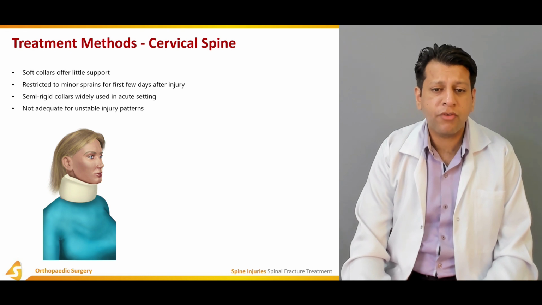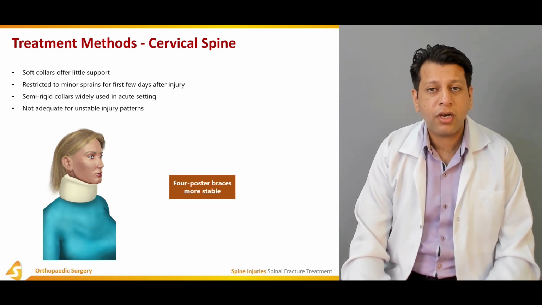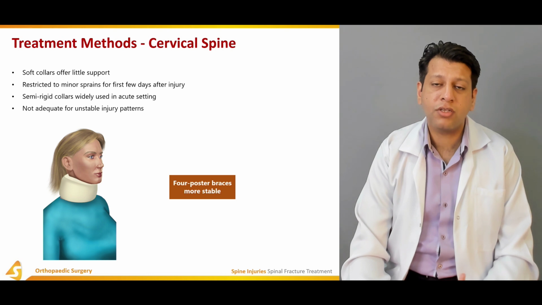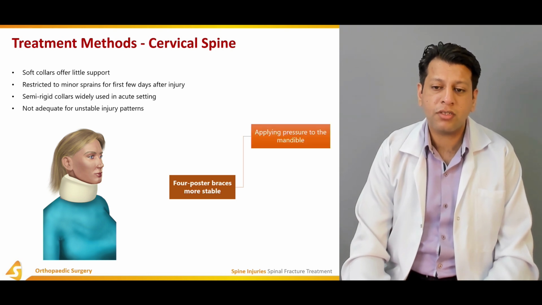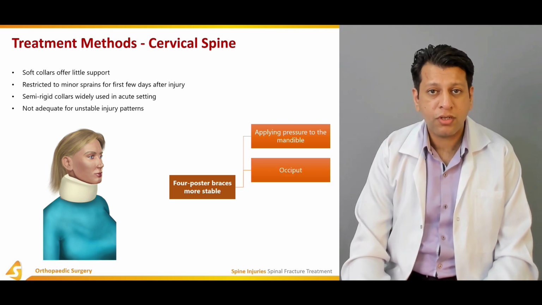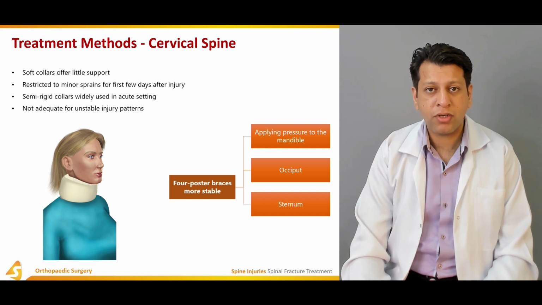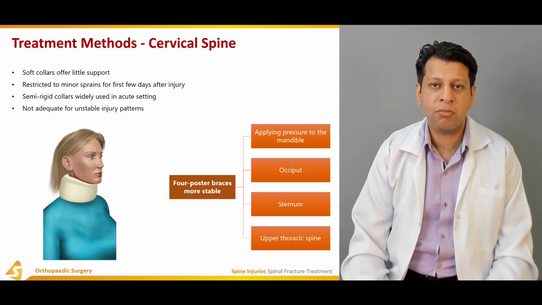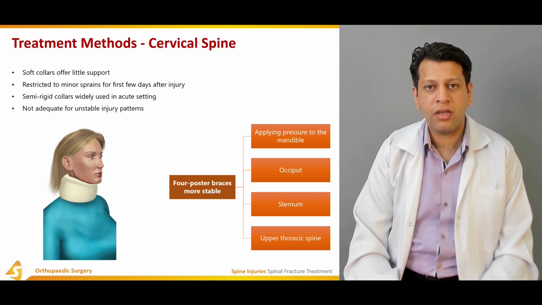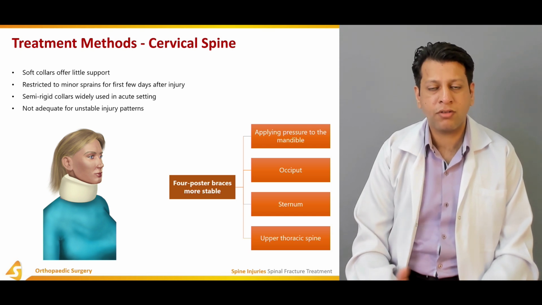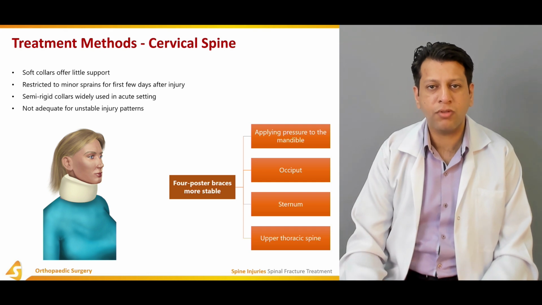Semi-rigid collars are widely used in acute settings, and even hard collars can be used as well, but they are not adequate for unstable injury patterns. For unstable injury patterns, you have the posterior braces, which are more stable, and that involves a halo vest, in which pressure is applied over the mandible anteriorly. Posteriorly, it is on the occiput, and on the chest, it applies pressure on the sternum and over the upper thoracic spine. So it stabilizes the cervical spine by immobilizing the thoracic cage as well as the upper part of the basi-occiput region, so that the cervical spine load is shifted from the occiput directly to the thoracic spine.